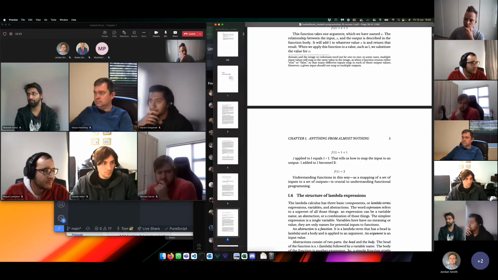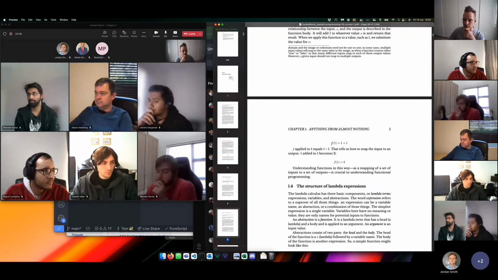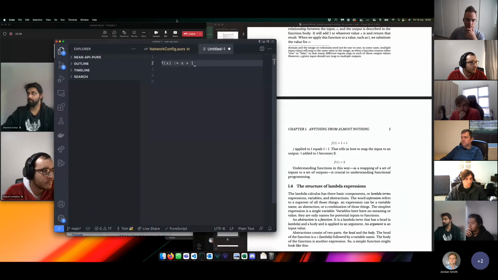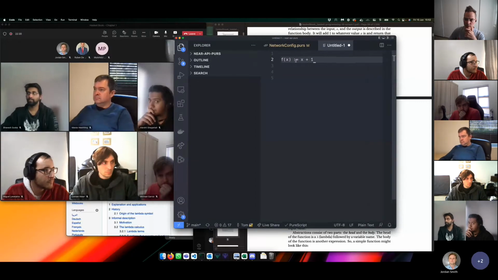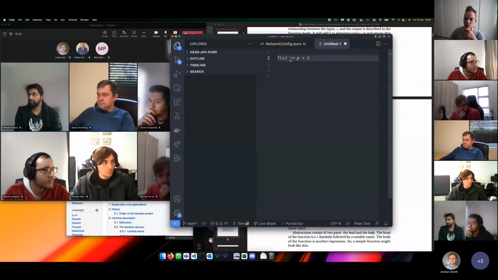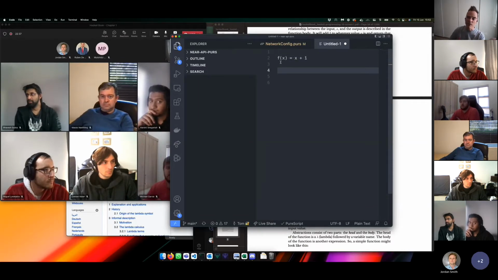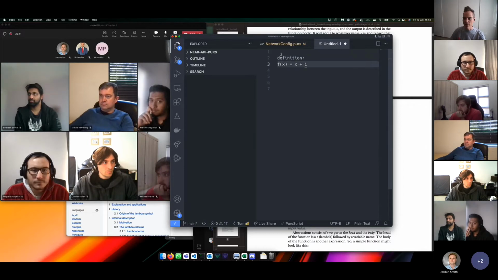So in this example, let's just put it here. We start with f of x. I'm going to use their notation. They just use an equals. That's cool. Equals x plus 1, right? So that's the definition. This is what it looks like if we define the function like that.